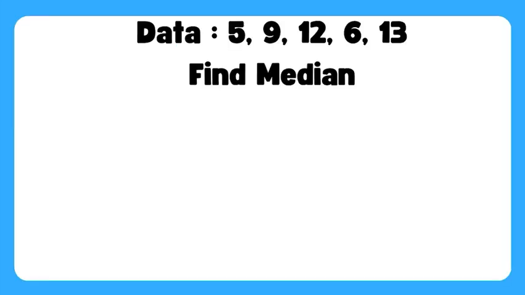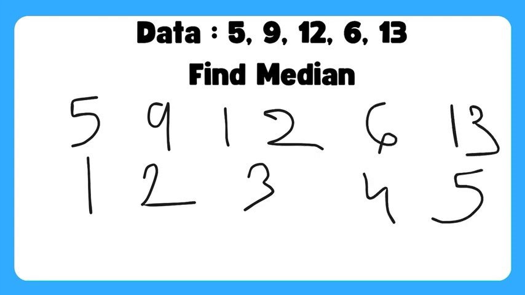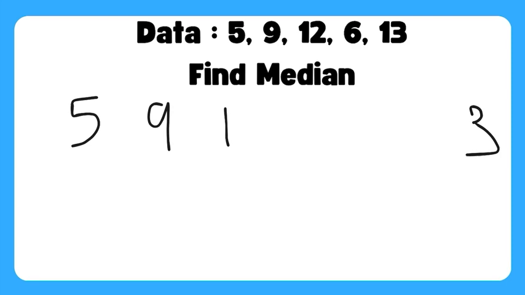We have the data 5, 9, 12, 6, and 13, and we have to find the median, which is the middle value. So in this, we have two formulas. If the number of values is odd, we have one formula. If the number of values is even, we have another formula. So in this, we have 5, which is the first value, 9, which is the second value, 12, which is the third value, 6, which is the fourth value, and 13, which is the fifth value. So we have 5 values, and 5 is an odd number. So we will use this formula.